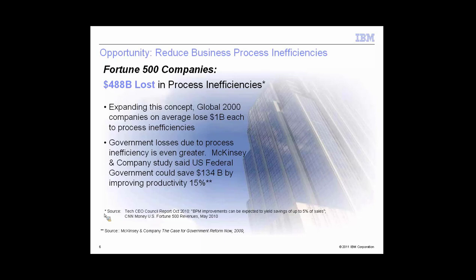I said I wouldn't have that many more statistics. I think this is my last one, but this is an interesting one. Looking at a Tech CEO Council report, almost $500 billion is estimated to be lost in Fortune 500 companies just through process inefficiencies. And extrapolating that to the Global 2000, you can see that it's a pretty enormous number, right? And then governments apparently, one can imagine there's a lot of inefficiency in government. If we could attack business processes in government and make them more efficient, we'd all be better off, obviously, especially with the budget crisis.